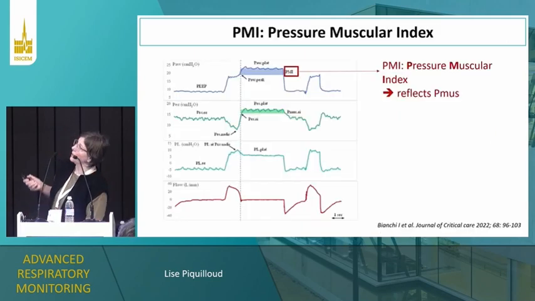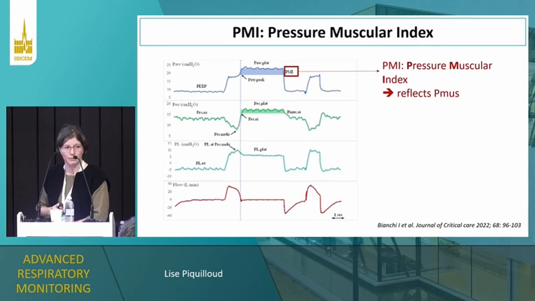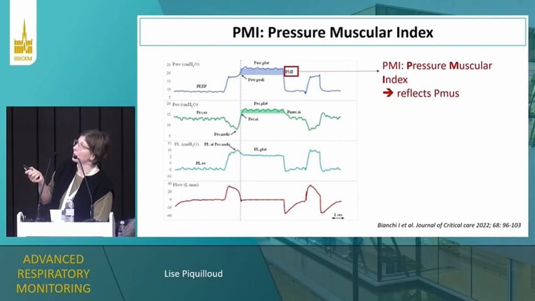And you can see here how it looks like again. And you can also measure the difference between the plateau and the set inspiratory pressure. And this gives you another index, which is called pressure muscular index, which also reflects the muscular pressure. The measurement is of interest, but the concept is very important.